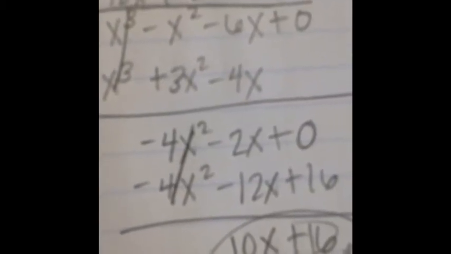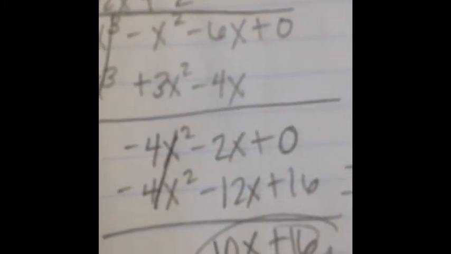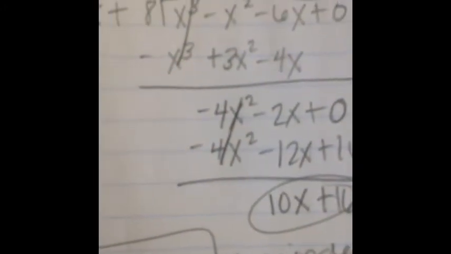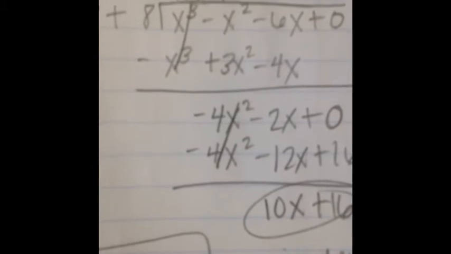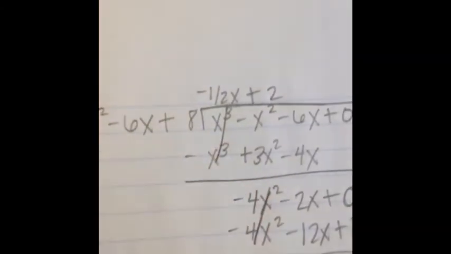and my negative 6x minus negative 4x comes out to negative 2x. And I bring down my 0 because that's just my placeholder. And then I come out to the side again, and I see how many times this can go into that.